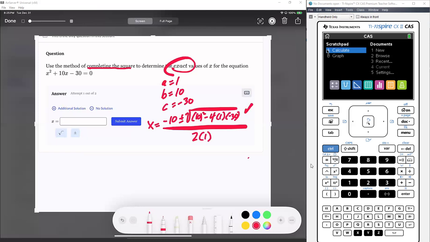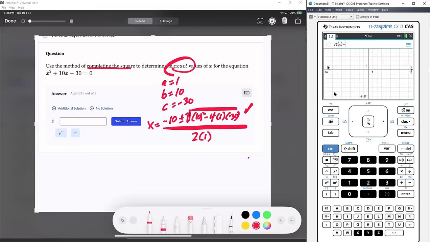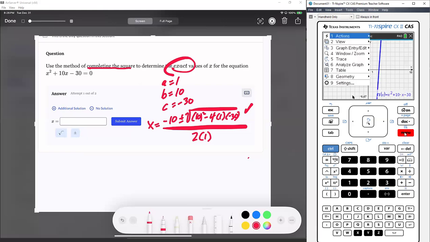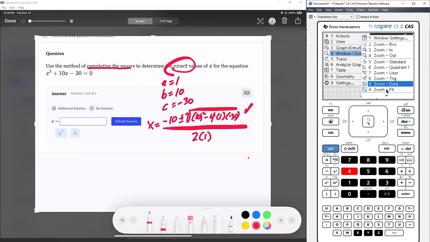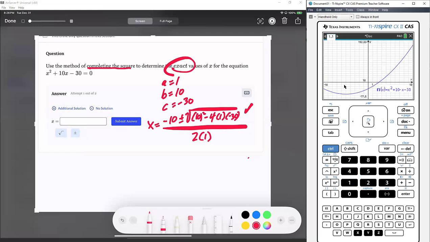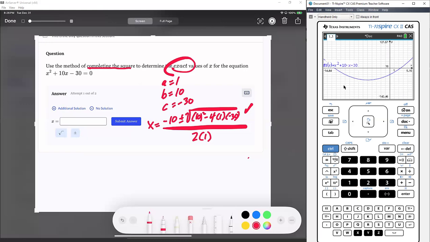Once we've done that, we're going to go grab the graphing calculator, and we're going to do what we've been doing. We're just going to graph it, find the minimum, and that's going to be our simplified exact value. All right, so first thing I'm going to do is x squared plus 10x minus 30. And I'm going to do menu 4. I don't know what the graph looks like. Okay, so here's the graph. It's a quadratic. I zoomed out so I could see all of it.